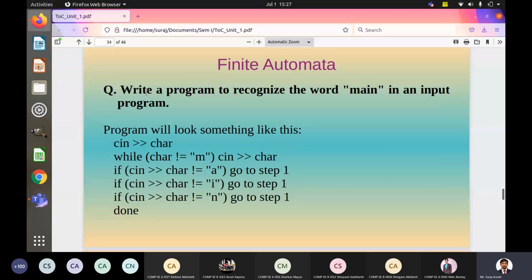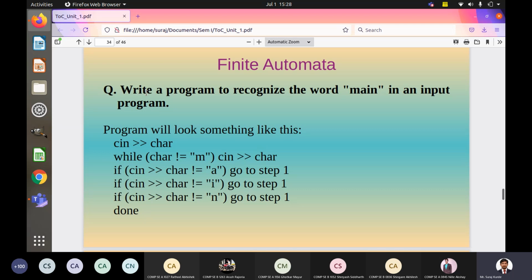If you read M as an input, the second alphabet should be A, and if it is not A, then again you have to continue reading the input. So take the input but do not go for checking A. You have to check whether M is there or not. When you find M, if the second alphabet is A, then you will check whether the third alphabet is I or not. If the third alphabet is not I, then again you have to check for M as an input.